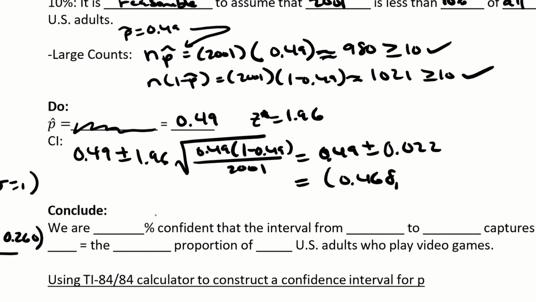So we are 95% confident that the interval from 0.468 to 0.512 captures P, the true proportion of all U.S. adults who play video games.